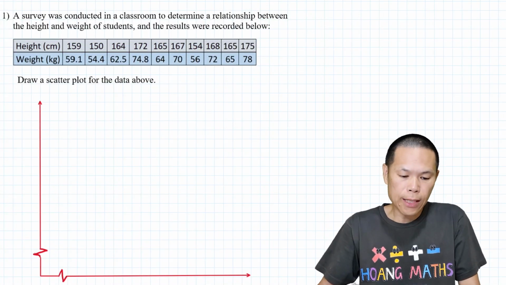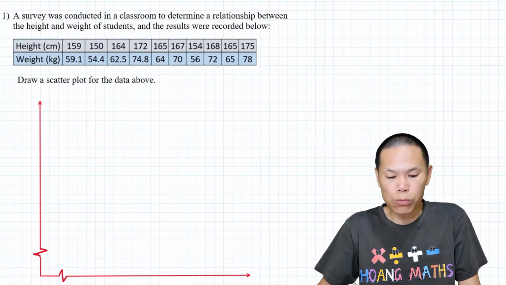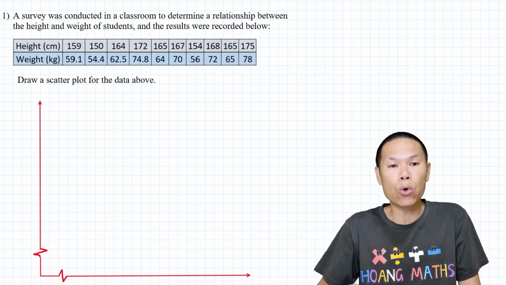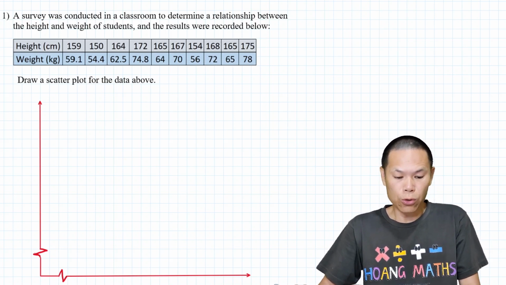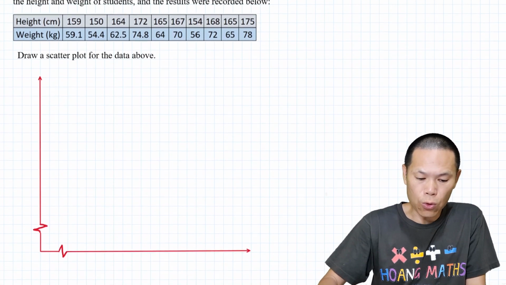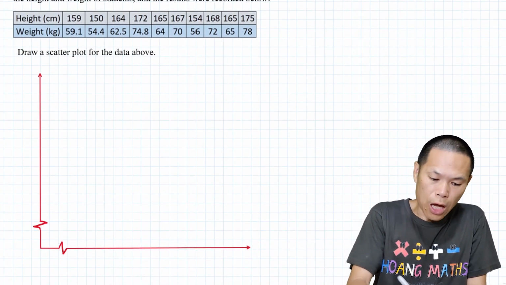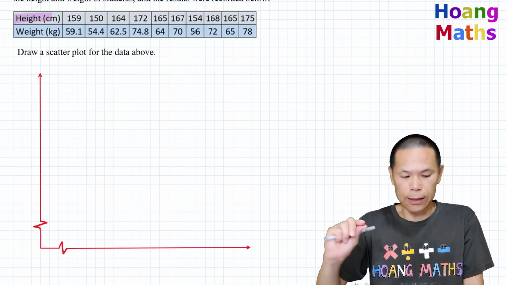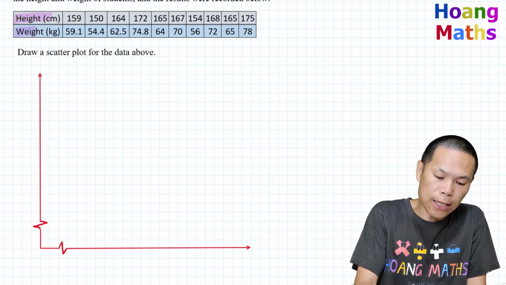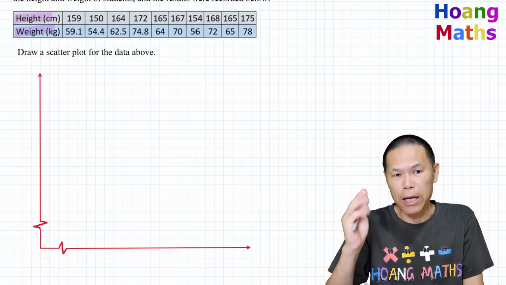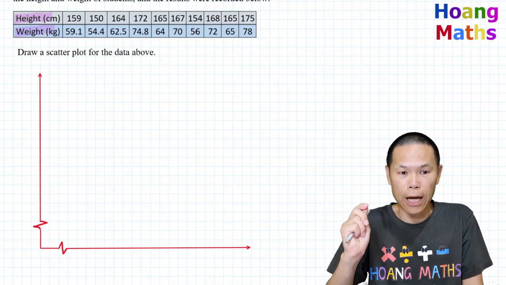First one, a survey was conducted in the classroom to determine the relationship between the height and the weight of students, and the results were recorded below. So to draw a scatter plot for this data, first of all, we normally use the height, that is the first row, for the horizontal axis, okay? And the vertical axis is the weight. Technically, it doesn't really matter, but in general, we just use that, okay?